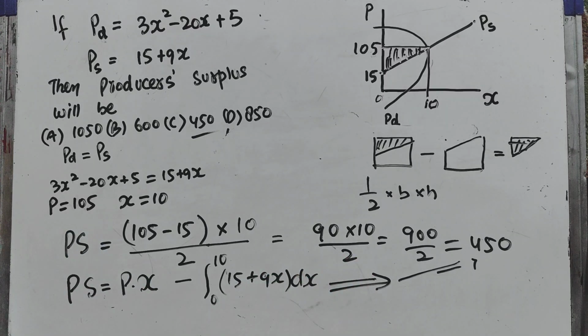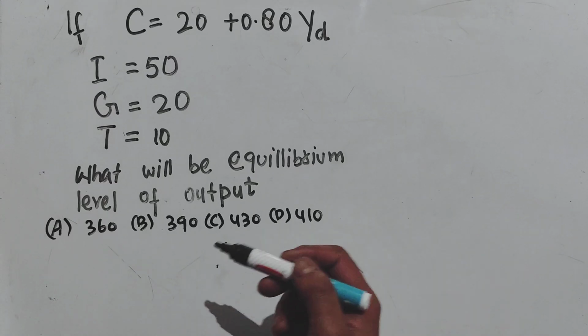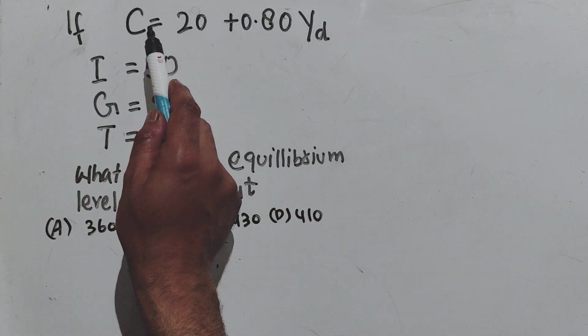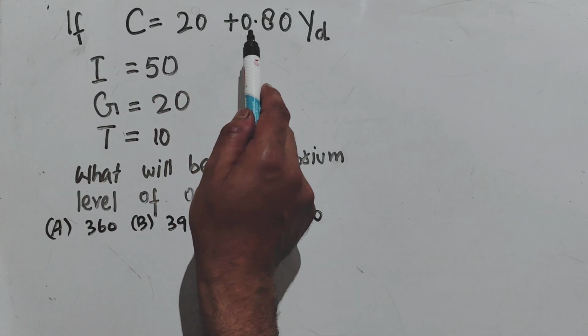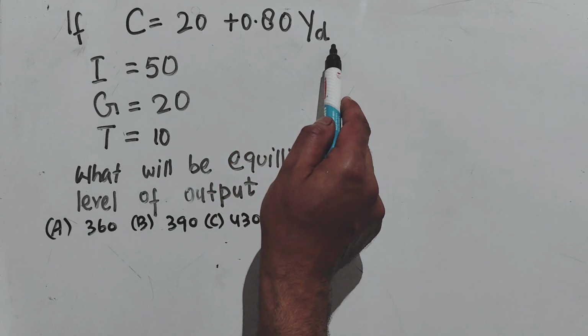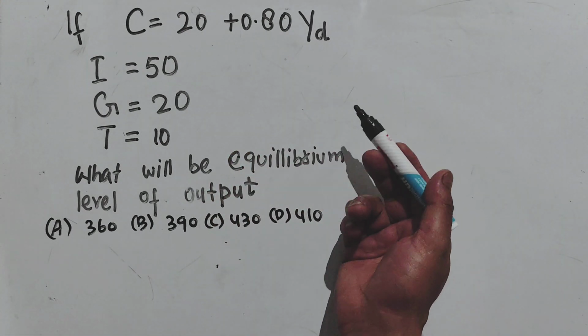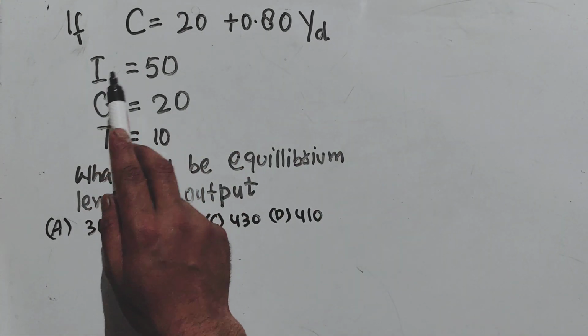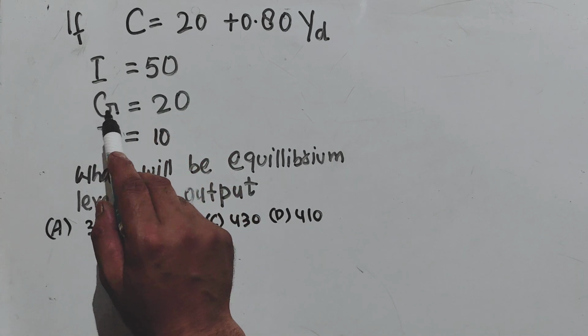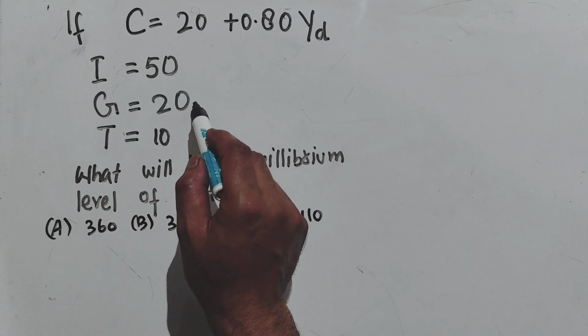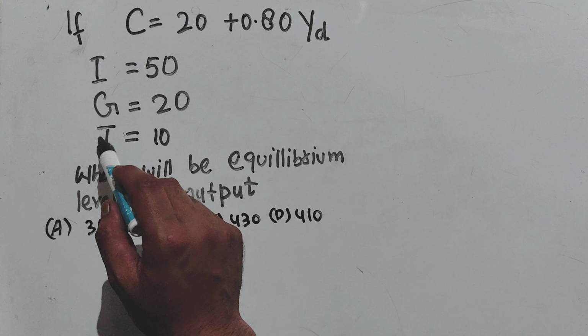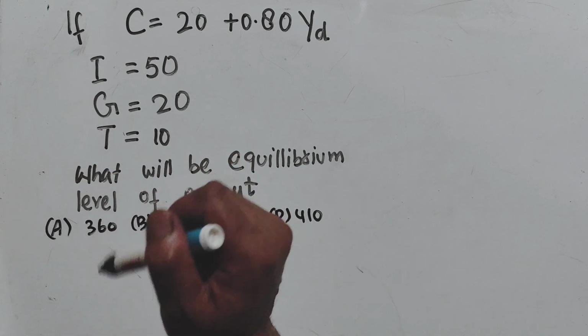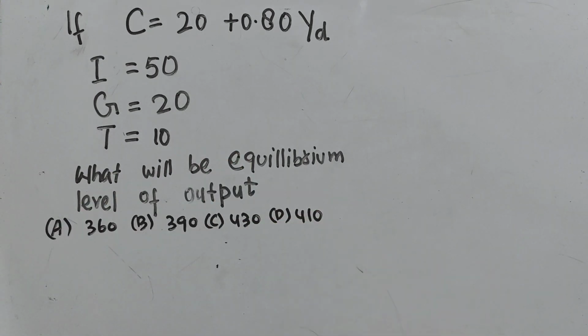make it more difficult? Okay, the question is to find out the equilibrium level of output. If the consumption function is equal to 20 plus 0.8 Yd, where Yd denotes the disposable income, investment is autonomous, which is here 50, government expenditure is autonomous, which is 20, and we are being told that the tax is equal to 10. We are supposed to find out the equilibrium level of output.